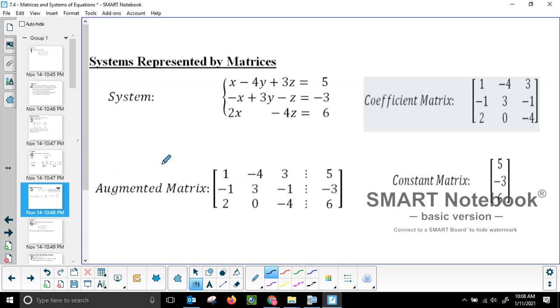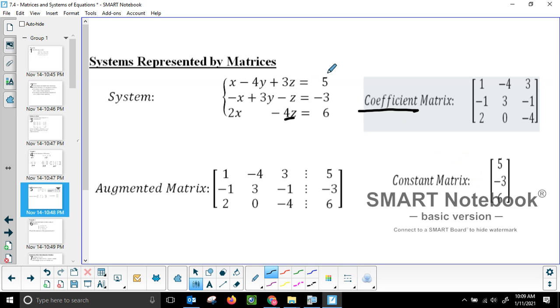Okay, so we can actually use matrices to represent systems of equations. Okay, so if we have some system of equations given to us here, then what we call the coefficient matrix is literally just all of the coefficients, which of course are the numbers in front of variables, right? So 1, -4, 3, that's where we get this row from. -1, 3, -1, which is where we get this row from. And 2, 0, -4, which is where we get this row.